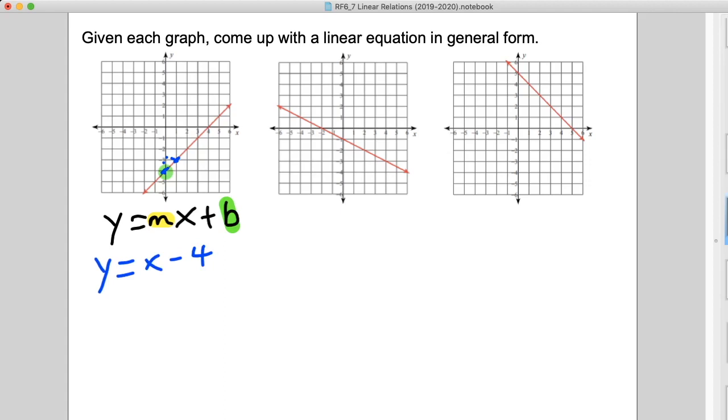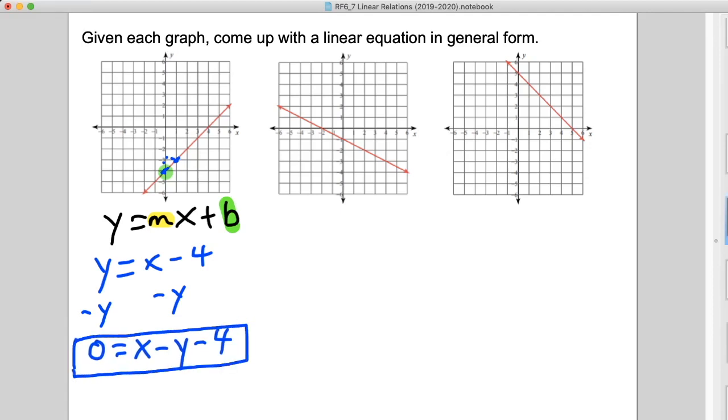So to turn it into general form, you notice that we want to make sure that our x is positive and that's a whole number. There should be no fractions or decimals anywhere in my equation, so I don't. The only thing I need to do is move everything onto the right hand side. So I'm going to move the y by subtracting y from both sides, and I have 0 is equal to x minus y minus 4, and that gives me my general form there.